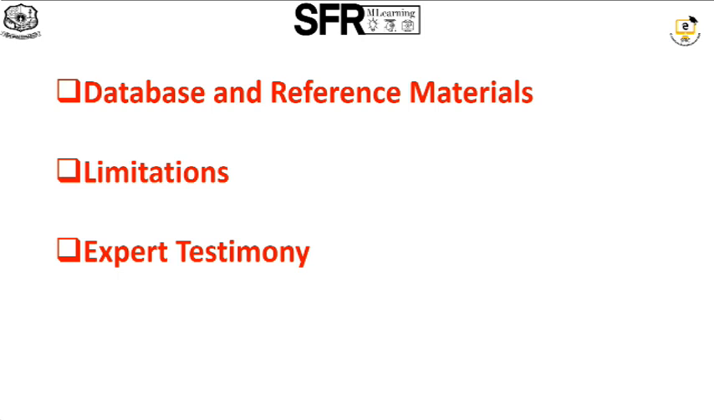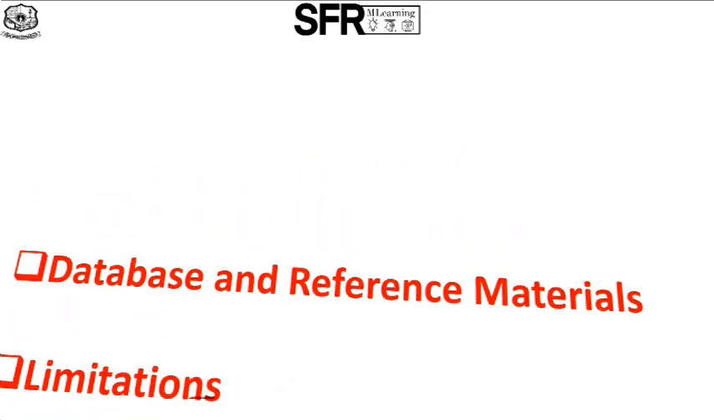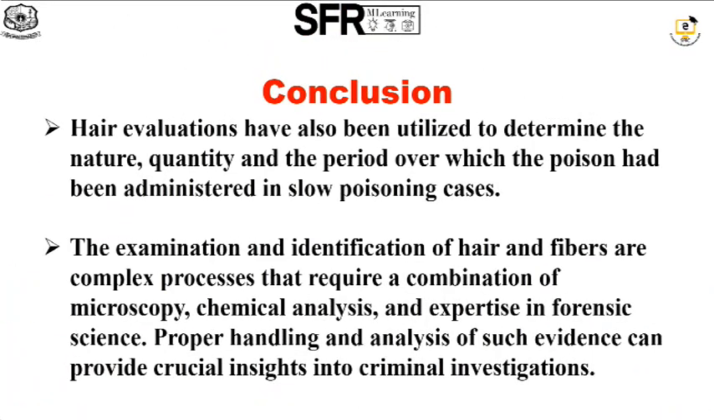Expert testimony. Forensic experts may testify in court regarding their findings on hair and fiber evidence. They explain the methods used in analysis and present their conclusions based on the evidence. The final conclusion of the hair and fiber examination: hair evaluations have also been utilized to determine the nature, quantity and the period over which the person had been administered poison in slow poisoning cases.